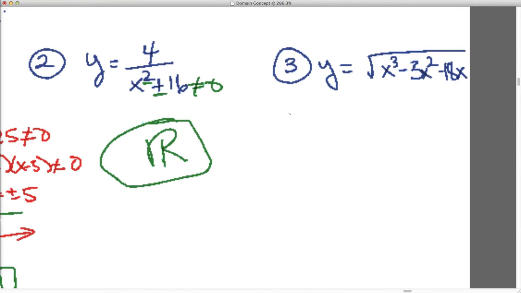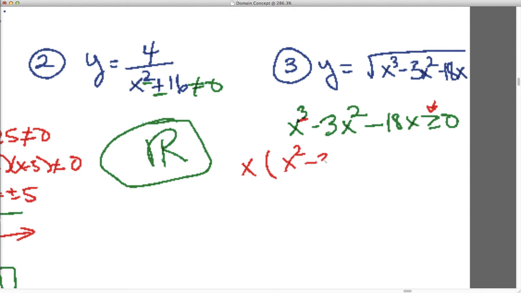Then here we have a square root. The way we designate that in math is we say that it must be greater than or equal to 0. That's a first step. And now we've changed the domain question into an inequality question. And if you remember, whenever your inequalities have a power of x greater than 1, you have to use sign analysis. So we factor it. Factor further.